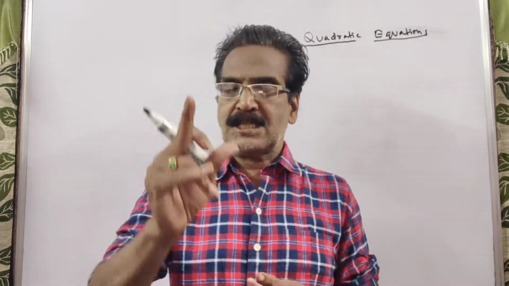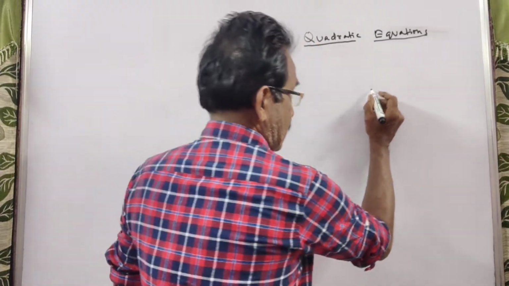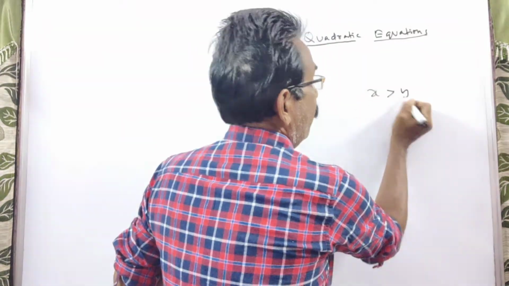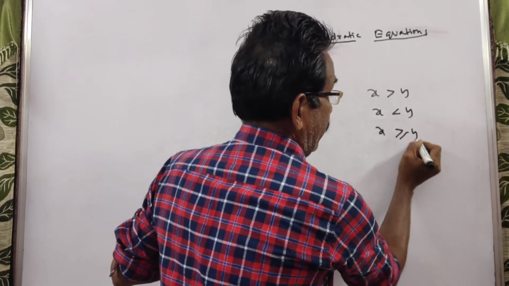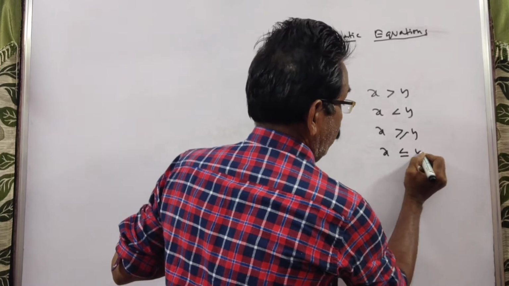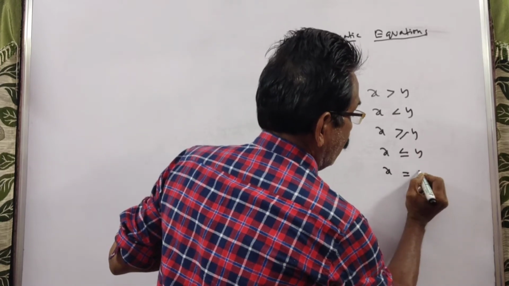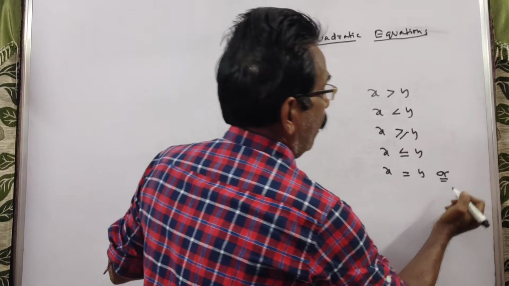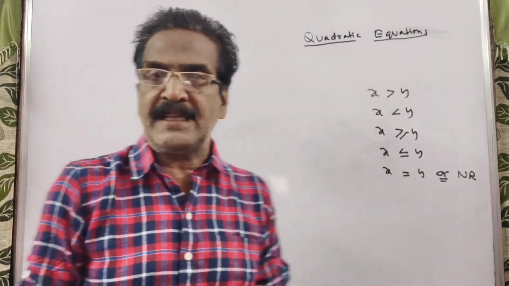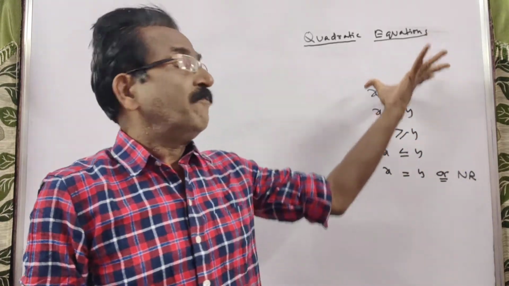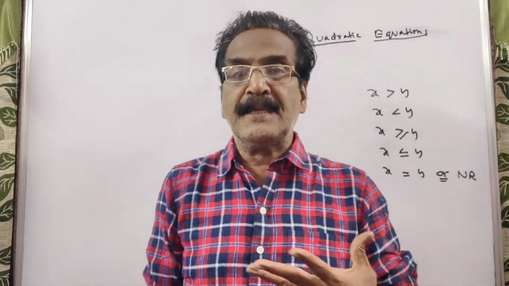You have to compare the values of x with the values of y and establish a relationship between x and y, like whether x is greater than y, or x is less than y, or x is greater than or equal to y, or x is less than or equal to y, or x is equal to y, or no relation can be established between x and y. So five options will be given like this.